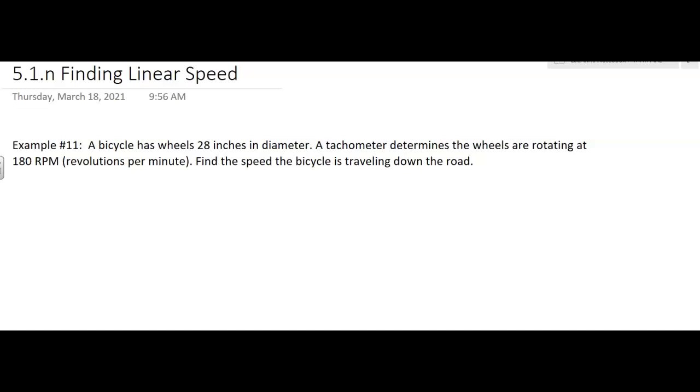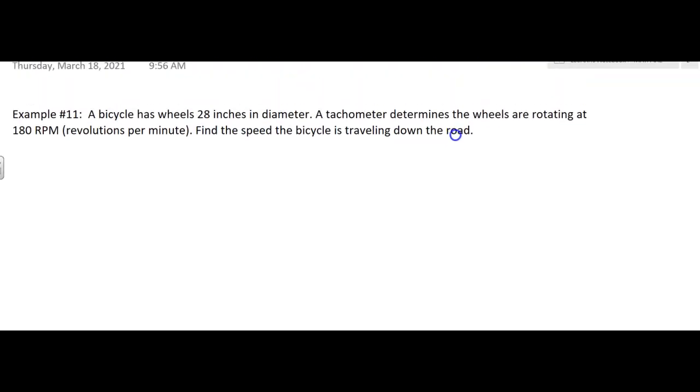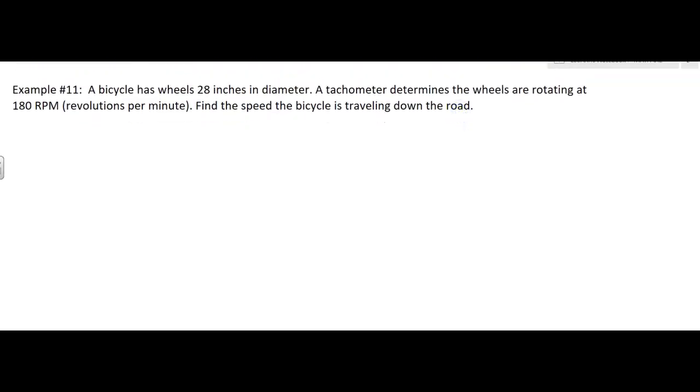So now we're going to do an example where we're finding linear speed. And some important things come up in this problem that we'll talk about. Okay, a bicycle has wheels 28 inches in diameter. So here's the wheel on the bike, 28 inches for the diameter. A tachometer, I think that's how you say it, determines the wheels are rotating at 180 RPMs, revolutions per minute. Find the speed the bicycle is traveling down the road.